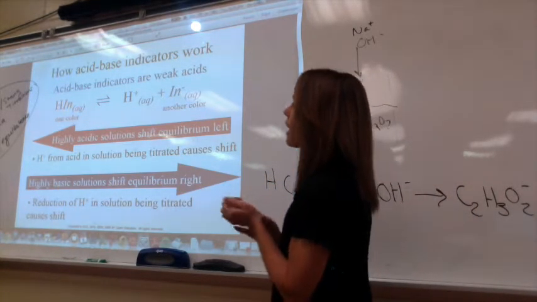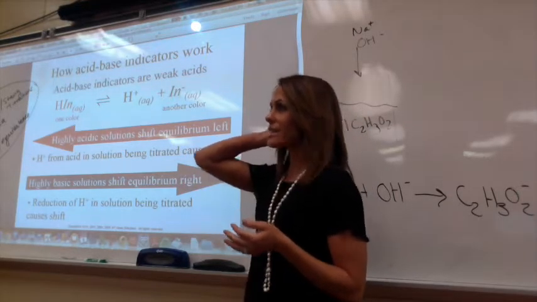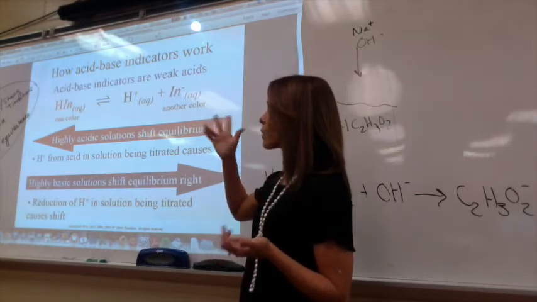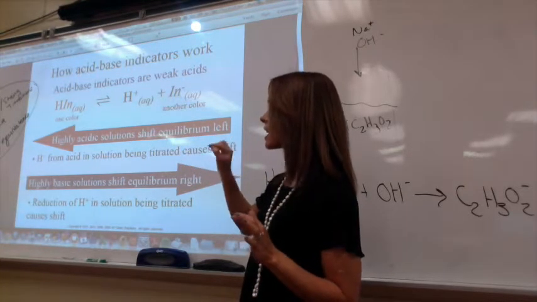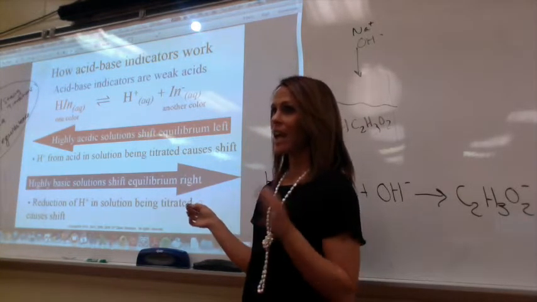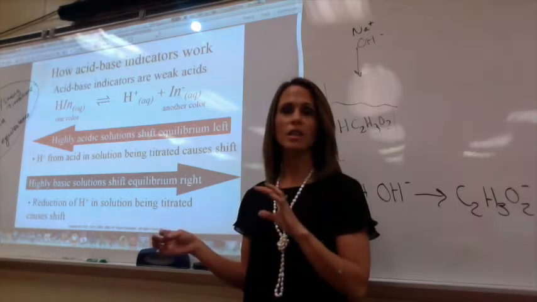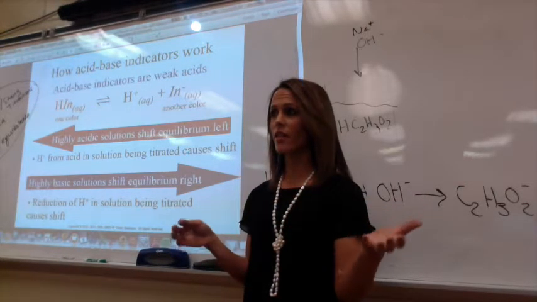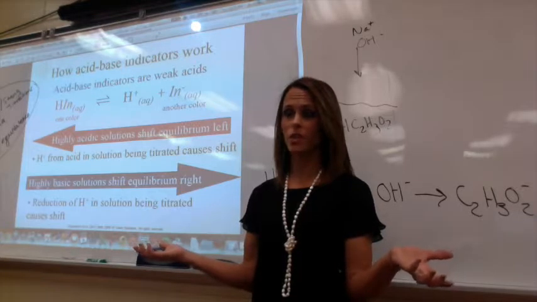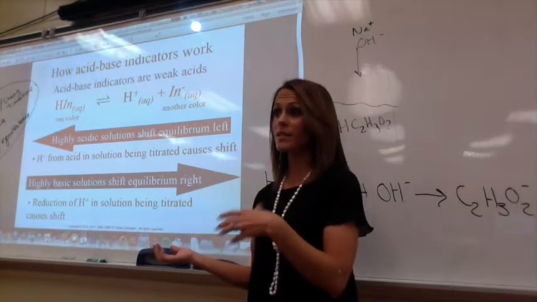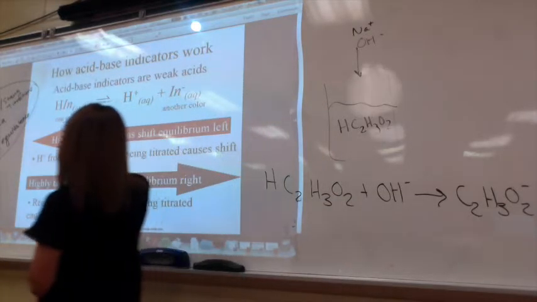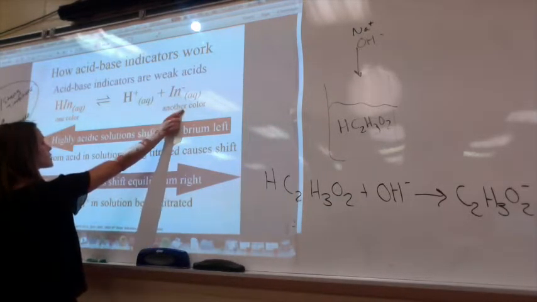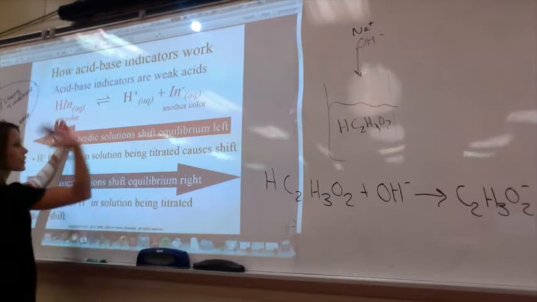So HIn, okay, this is going to show up, I think, on one of the lab questions that we do, so just make sure you refer back to this. What it's saying is In means the indicator, and it's the acid form of your indicator. So all indicators are either in the acid form or the base form that you're going to be putting them in. So if you put them in base, they're going to probably pull off that H+. So this is the acid form of the indicator. This is the base form of the indicator. This is going to be one color. This is going to be the other color.